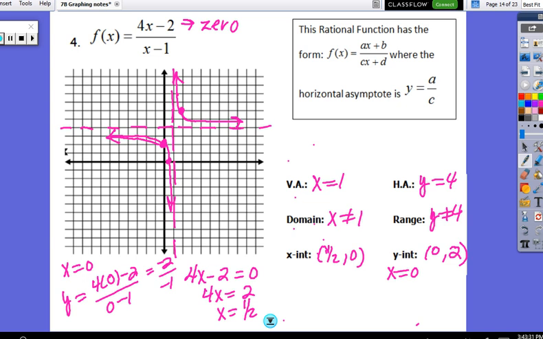Alright, so that's a rational function. So when you have an x on the top, x on the bottom.